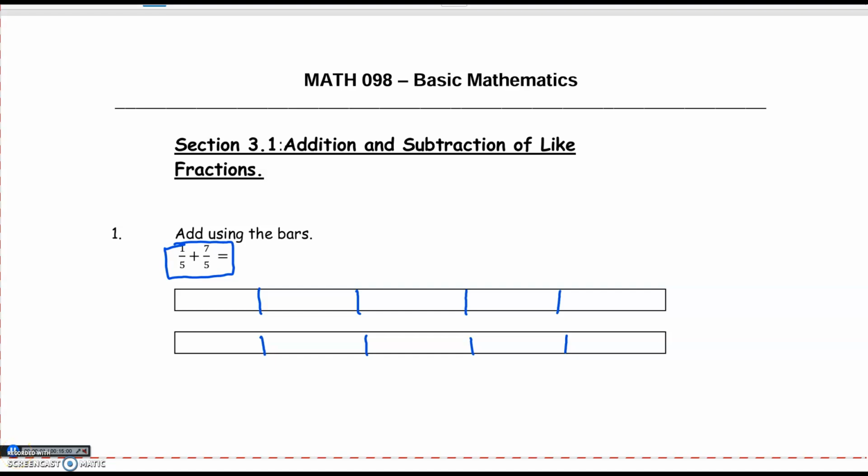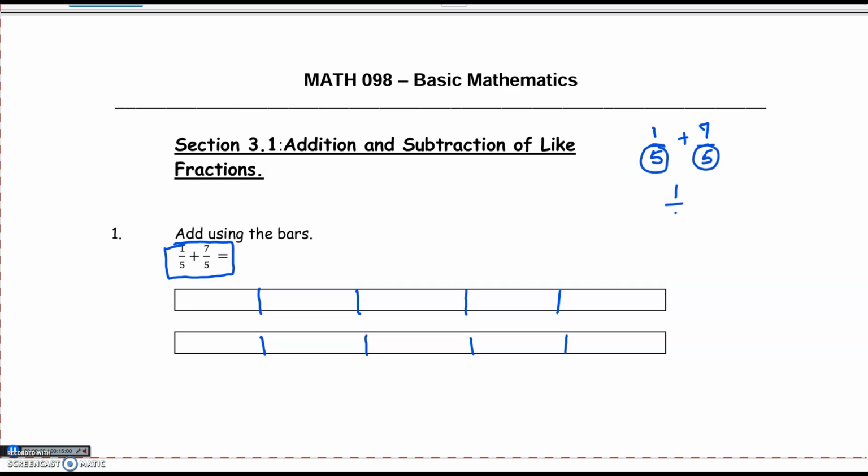Last chapter, we went over division and multiplication of fractions. So this chapter, we're going to study addition and subtraction of fractions. And to begin with, we're going to do addition and subtraction of like fractions. So what are like fractions? If I have 1/5 plus, let's say, 7/5, these are called like fractions because the denominators are the same.